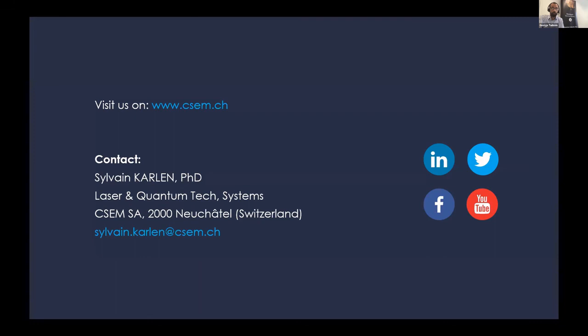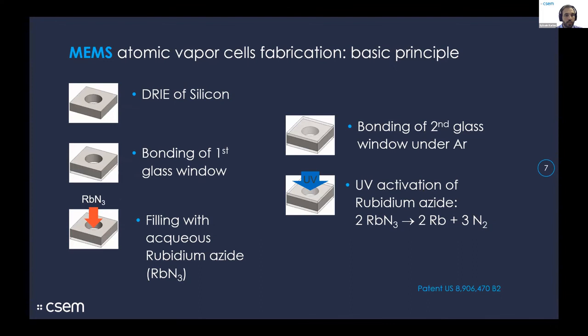So I've described the fabrication principle here. This cavity is filled with two things, in fact, with rubidium first. In the case of the clock, it's really our reference. And then it's also filled with argon and nitrogen. These two gases are used as buffer gas to improve the coherence time of the rubidium atoms. The cavity, as I said, is built by deep reactive ion etching of silicon, and then it's sealed at both ends by a glass wafer. And the filling is realized by this patented technique, the rubidium azide UV decomposition that is described here.